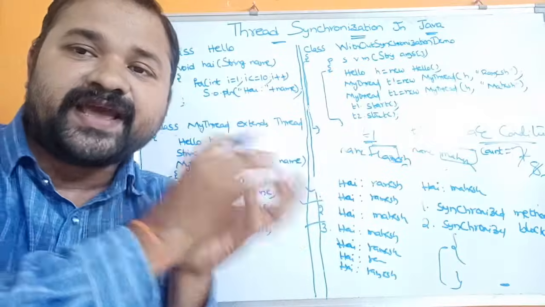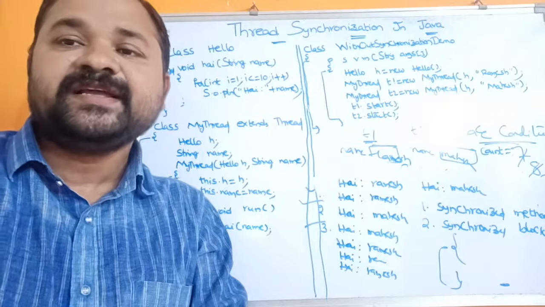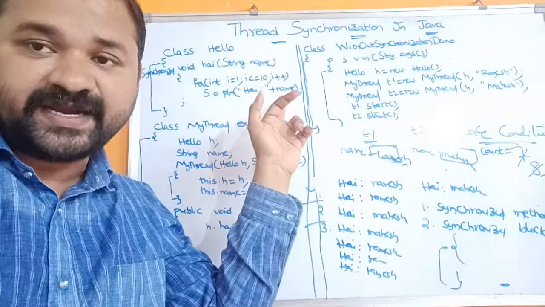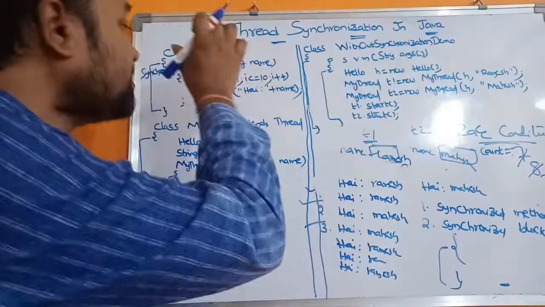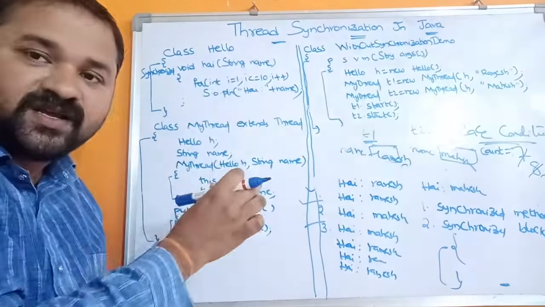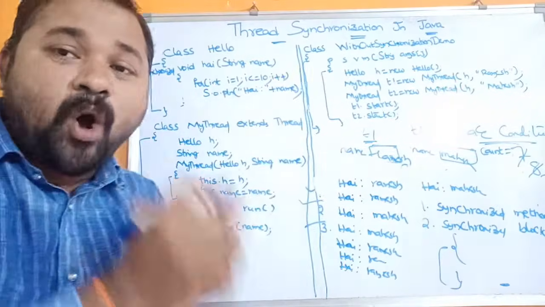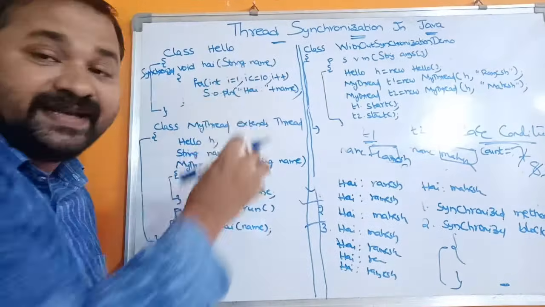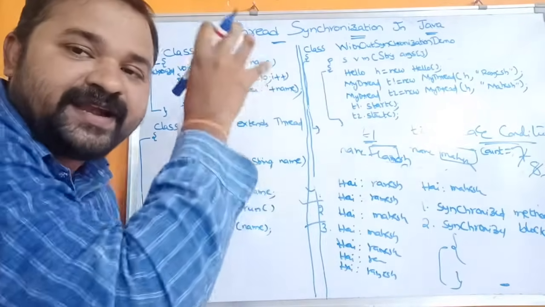Okay. So here a concept called critical section will be applied. That means a lock will be applied on a method. Let us assume that first T1, name Ramesh, is accessing this method. So the T1 thread locks this method. Only after completing its execution it releases the lock. So hi Ramesh will be printed 10 times.